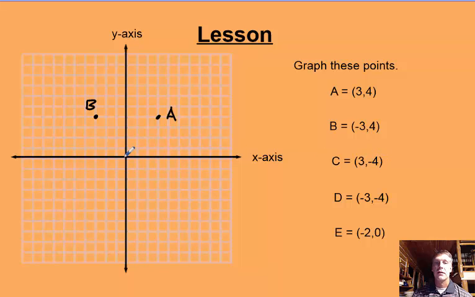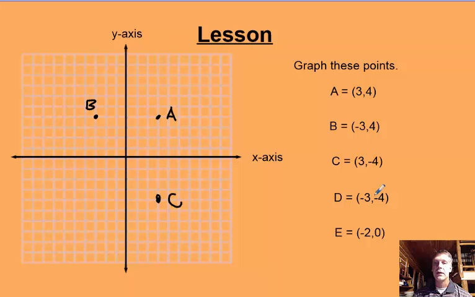Where's 3, -4? Well, it started at the origin. +3 means I slide 3 to the right, and -4 means I drop 4 units. 1, 2, 3, 4. Again, I'm doing my left and right first, and then up and down. So that's my point C. What quadrant is this in? Well, this is quadrant 4. So point C would be in quadrant 4.